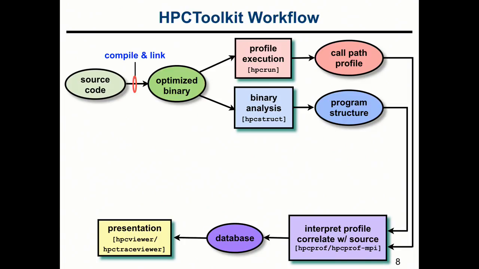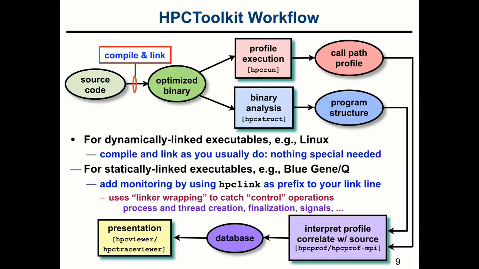So our workflow is rather simple. We've got a couple of pieces. You compile your source code and create an optimized binary using the normal mechanisms, so your compilation and link step with your make files. For dynamically linked binaries on Linux, you don't have to do anything. You can just use the make files that you've got, and then you launch with our tool.